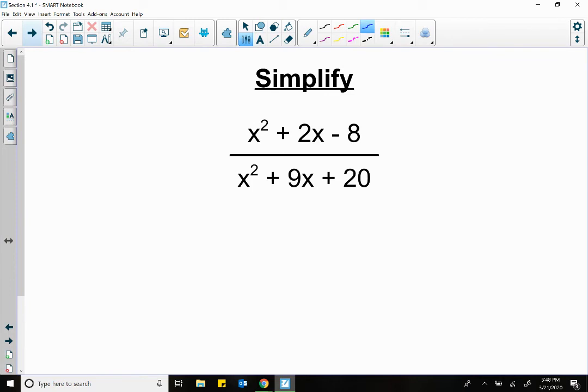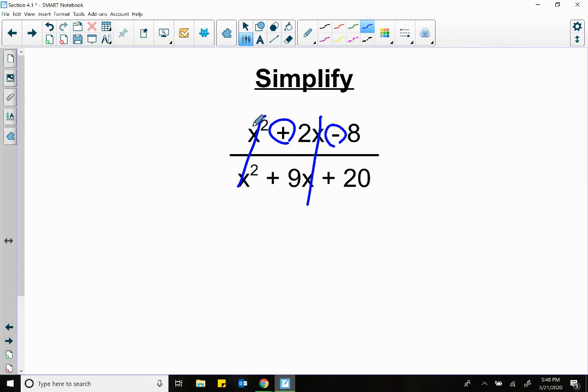Okay, so in this guy, again, you can't just cancel out the x squareds. You can't just cancel out the x's because you want to. I know it's very, very tempting because they are the same from the top to the bottom. But remember, you got all this addition and subtraction going on. This is one giant family right there.